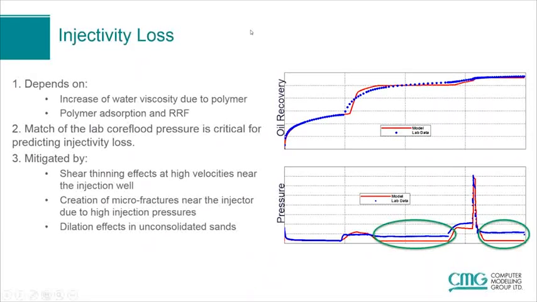Now another issue with polymer is injectivity loss, and it'll depend on the increase of water viscosity due to the polymer, the polymer adsorption, and the residual resistance factor. And the match of the lab core flood pressure is critical for predicting this injectivity loss. This plot on the right here is just showing the top plot is oil recovery. It's matched fairly well. This simulator is the red and the lab data is the blue points. The pressure is down below.